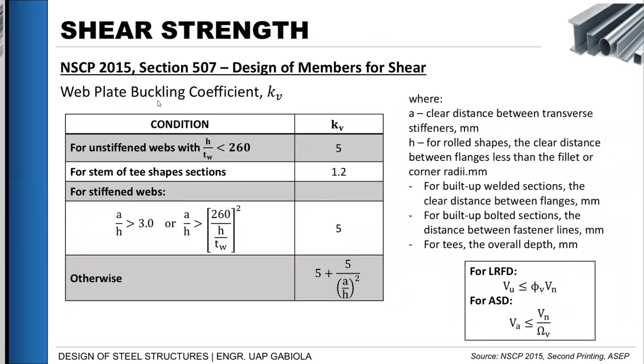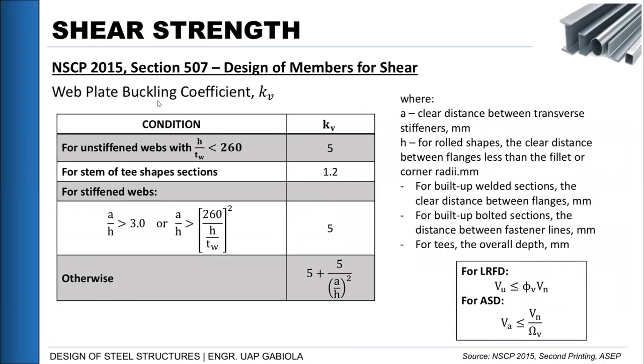Okay? Same with the web plate buckling coefficient. Yung a daw is clear distance between the transverse stiffeners. So, clear distance between transverse stiffeners. So, ibig sabihin, kung ito yung ating I-shape section. So, yung bottom ng flange.